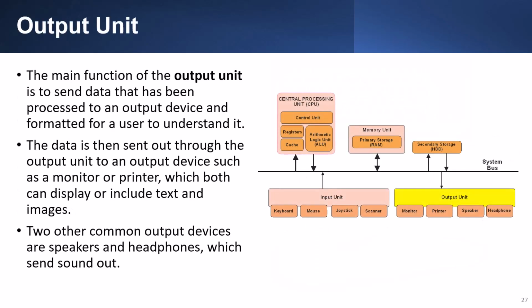The main function of the output unit is to send data that's been processed to an output device and formatted for a user to understand it. The data is then sent out through the output unit to an output device such as a monitor or printer, which both can display text and images. 2 other common output devices are speakers and headphones, which send sound out.